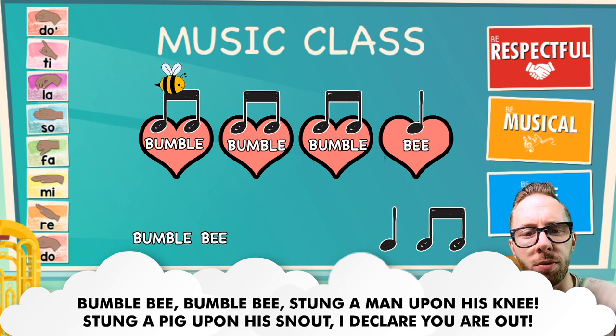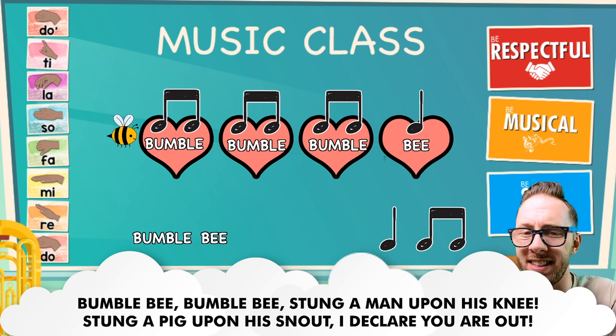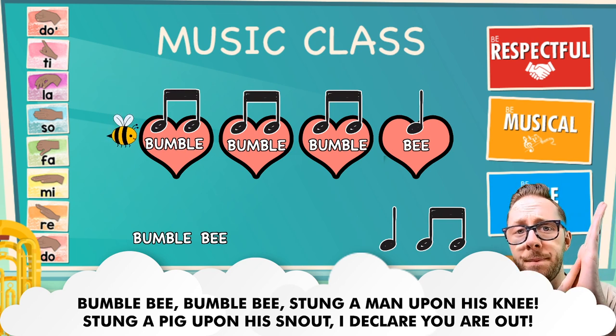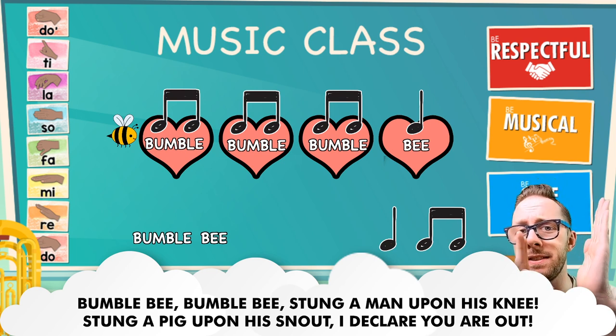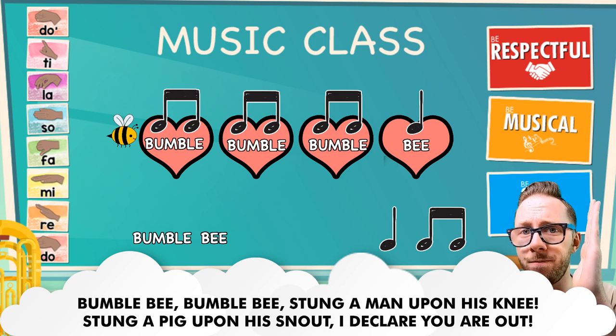So if I were to read the rhythm of this pattern, instead of saying bumbles and bees, and I were to say ti-tis and tas, I would say ti-ti ti-ti ti-ti ta. Try that with me. Ready, go. Ti-ti ti-ti ti-ti ta.